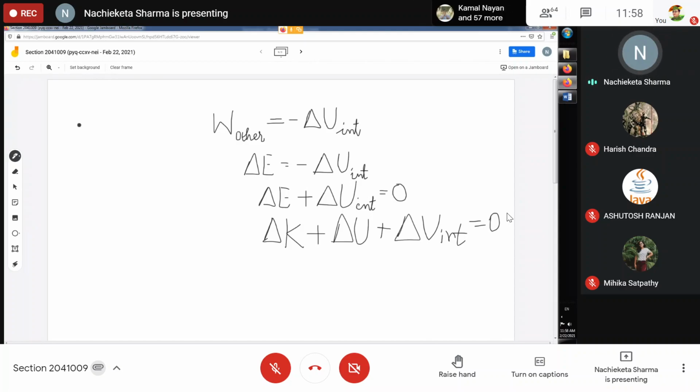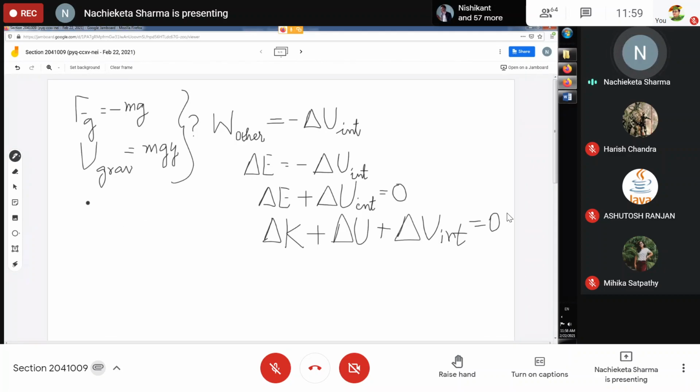Just to give you an idea, the gravitational force Fg is equal to minus mg, and it is associated with a potential energy function which looks like U grav is equal to mgy. So there must be a relationship between the force and the potential energy. That is the question, isn't it? Is there any relationship? And if there is a relationship, what is that?